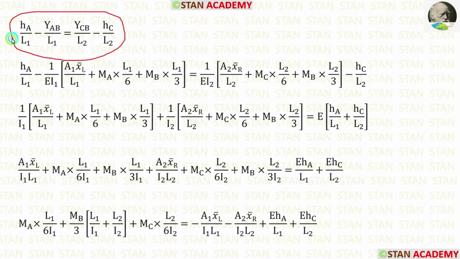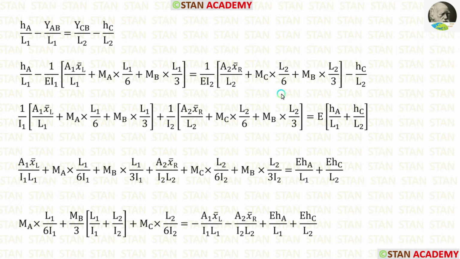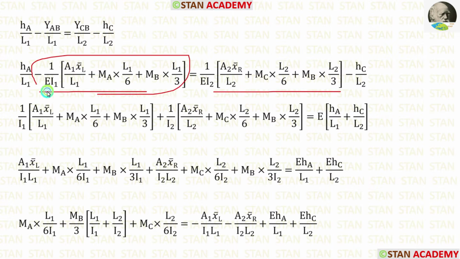In this equation, let us apply the values of YAB upon L1 and YCB upon L2. After applying, we are getting this. Then we can rearrange the values. We can keep HA by L1 and HC by L2 on one side. For that, we can take this on the left side, so it will be positive. Then we can keep these two terms on one side. Let us take this negative value on the right side, so it will be positive. Finally, we are getting this.